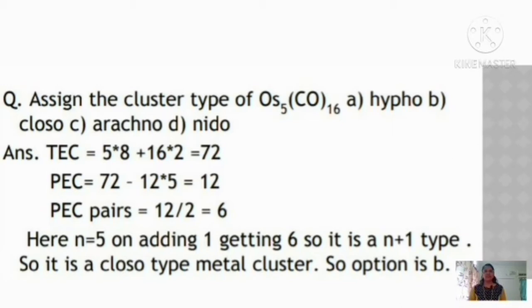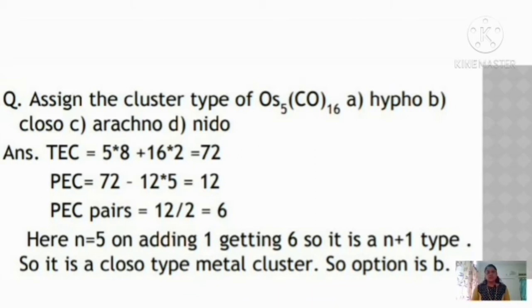So moving to the next question, that is, assign the cluster type of Os5(CO)16. Here options are given: A option is hypo, B option is closo, C option is arachno, and D option is nido. So in this type of metal cluster, Os5(CO)16, again the metal atom is osmium, so valence electron will be 8 because it belongs to the iron family. Iron has 8 valence electrons. Similarly, osmium also has 8 electrons.